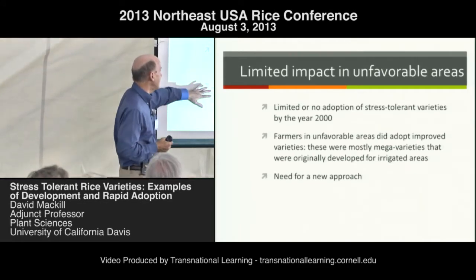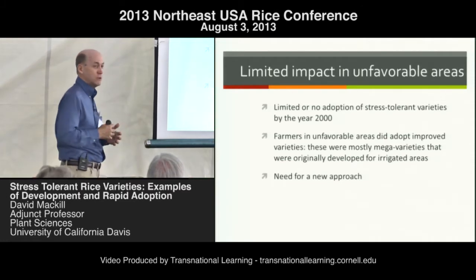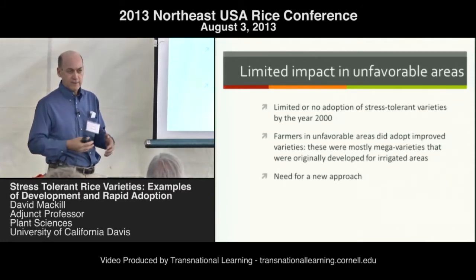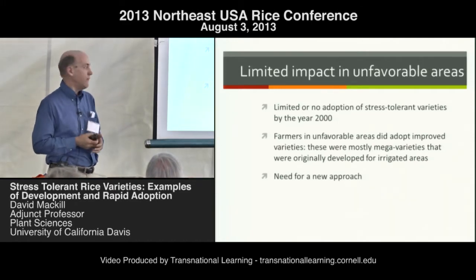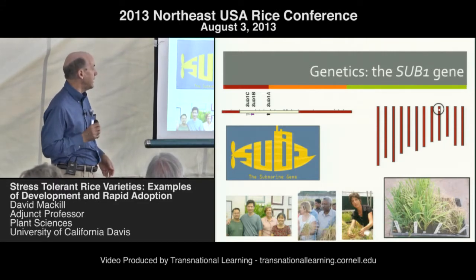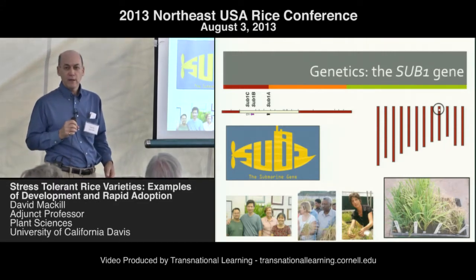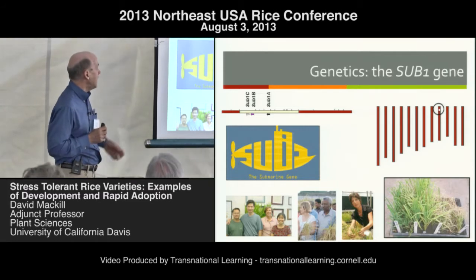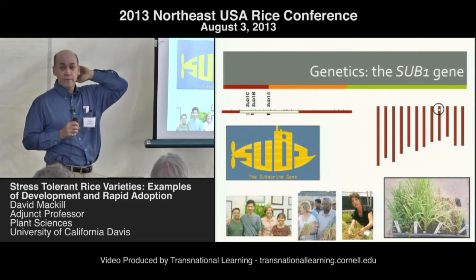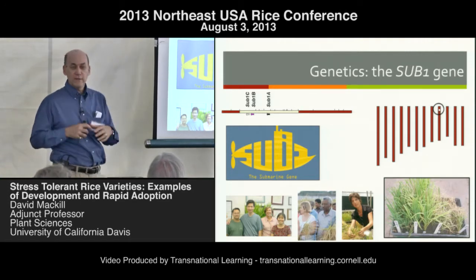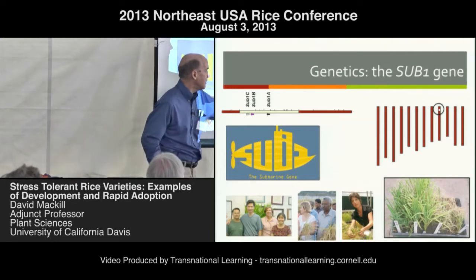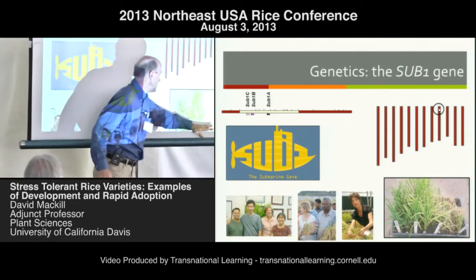So I think this was a sign that we needed a new approach of how to improve the tolerance of these varieties for farmers in those unfavorable areas. Now, in the meantime, I mentioned I was at Davis, and we started to work on the genetics of submergence tolerance. And we identified that in FR13A, there's a major gene in this variety, which gives high tolerance to submergence. And you can see in the corner a picture of the ones that don't have the gene and the ones that have the gene.